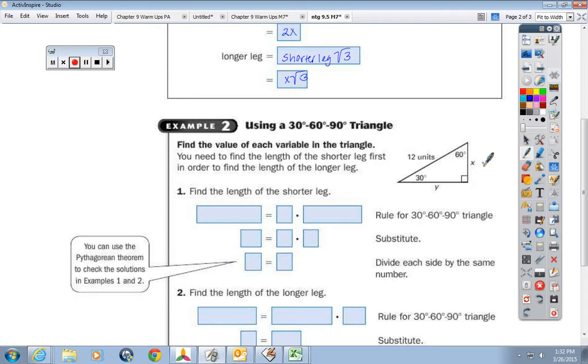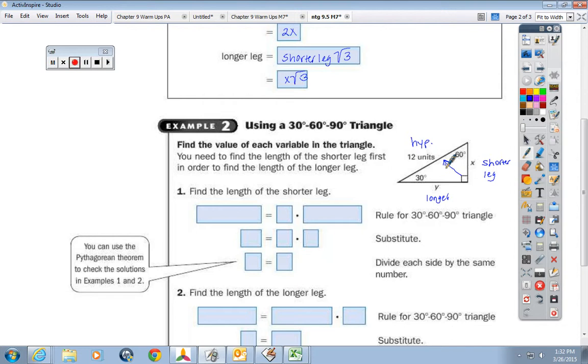Okay, so we'll go ahead and write that this is the shorter leg. Is y the longer leg or the shorter leg? Longer. And then what is this right here? The hypotenuse. I'm just going to abbreviate that. Is that the side that's opposite the right angle? Yes. Okay. So, if I use this information up here, I can figure out what x and y is.